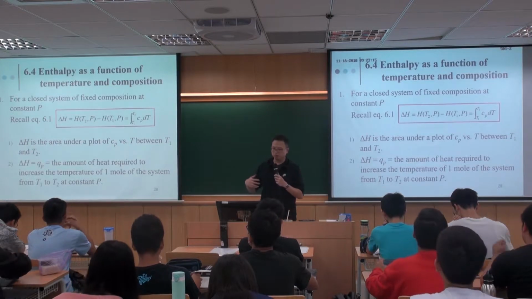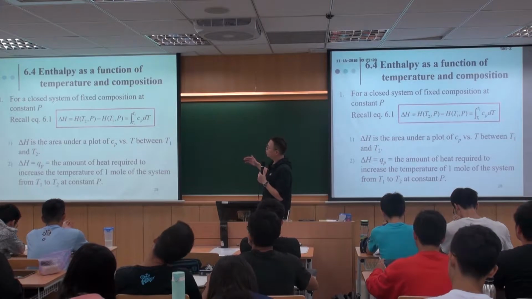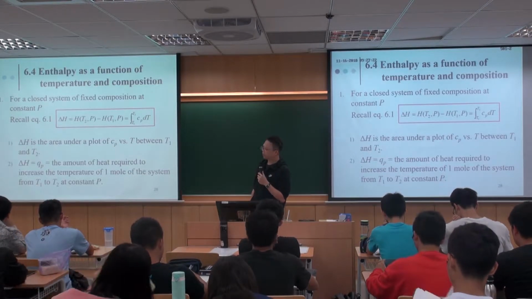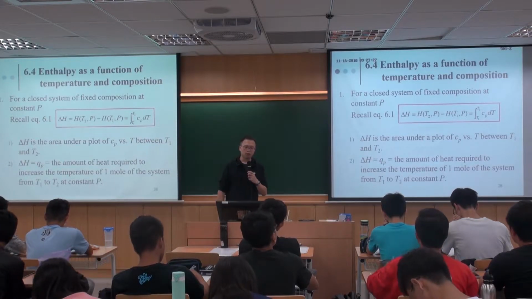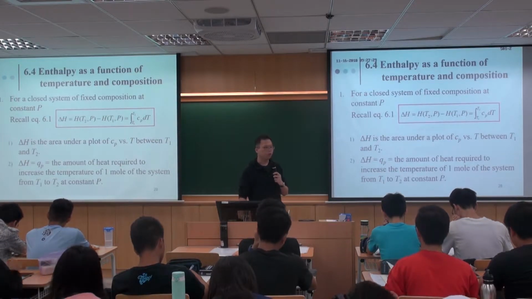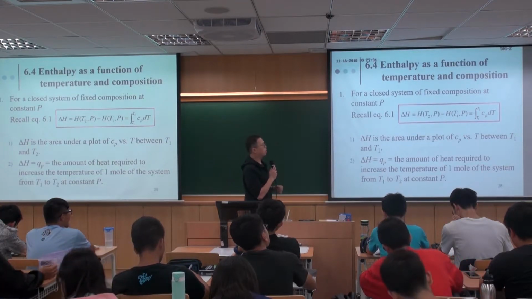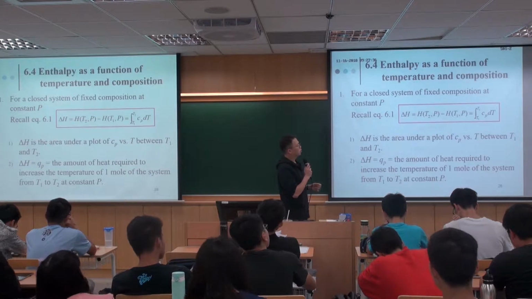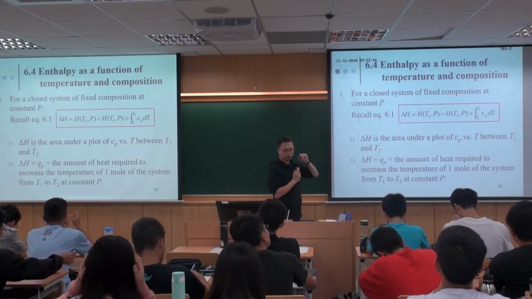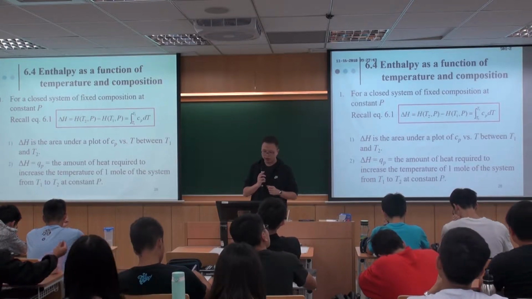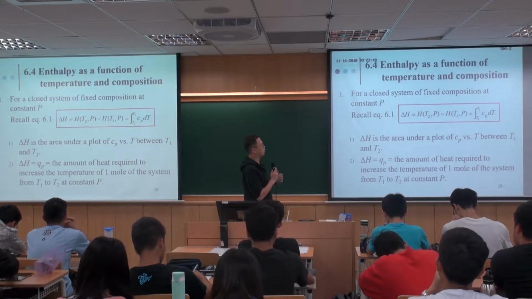And last week I mentioned that there are only maybe 2 or 3 formulas that you have to remember for this chapter. And this is, I think, the most important one. So when you want to calculate the change of enthalpy, you integrate the constant pressure molar heat capacity with respect to temperature. So it says in the textbook that delta H is the area under a plot of CP versus temperature between T1 and T2.